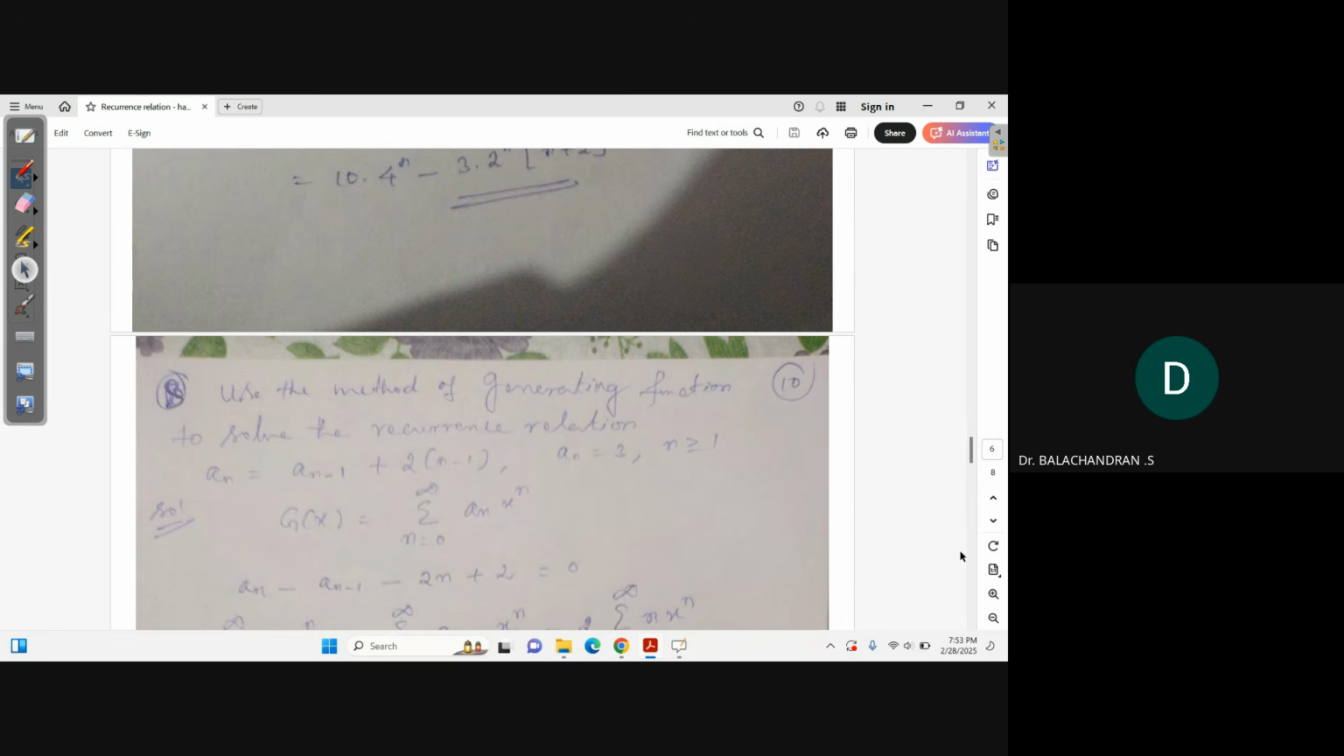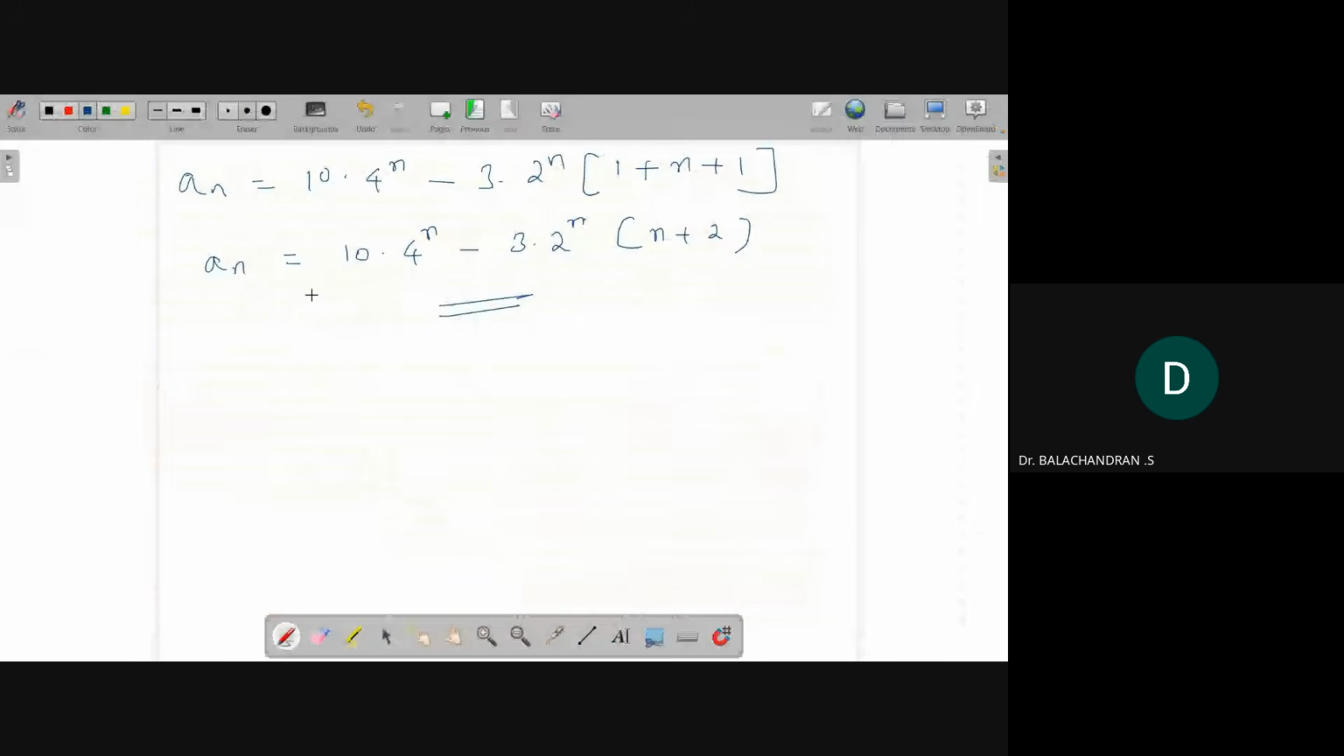Next problem is use the method of generating function to solve the recurrence relation a n equal to a n minus 1 plus 2 times n minus 1, where a naught equal to 3, n greater than 1. I will write the problem here. Next problem, fourth problem. Solve using the method of generating function.